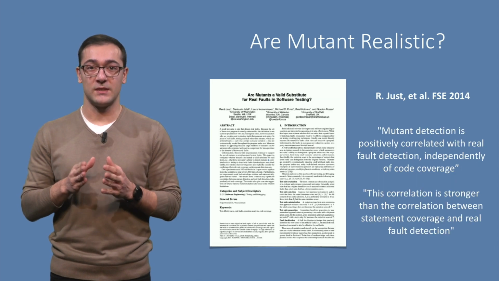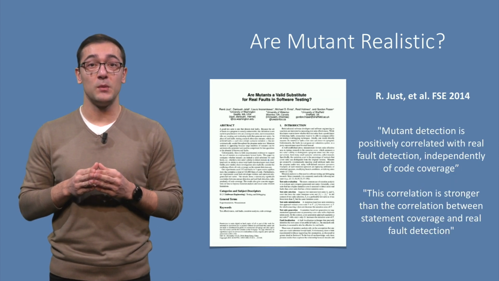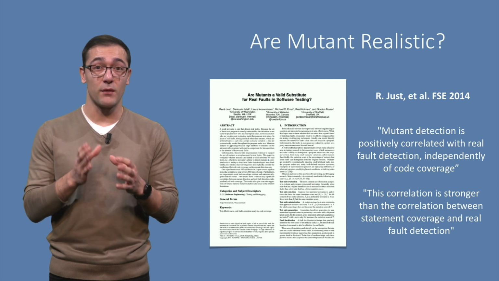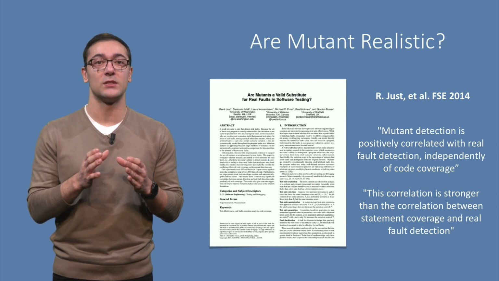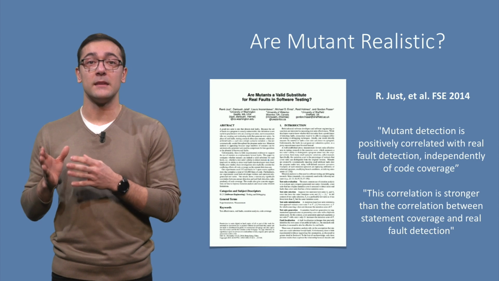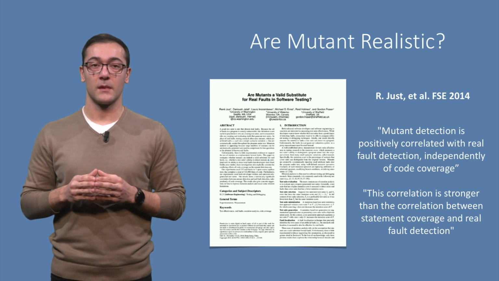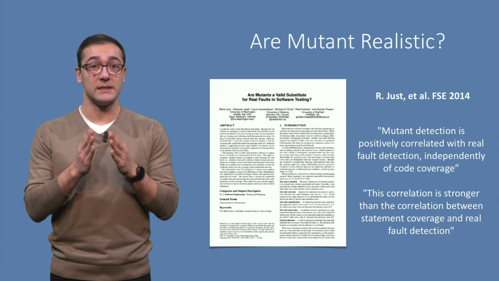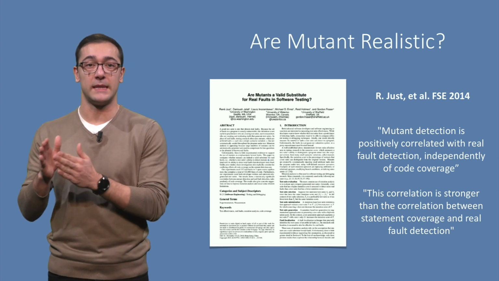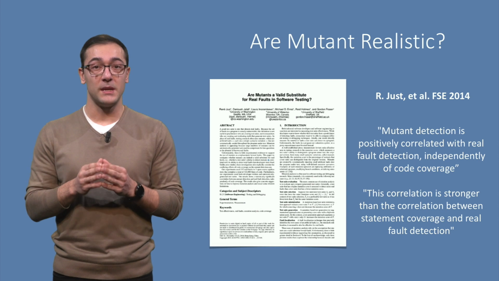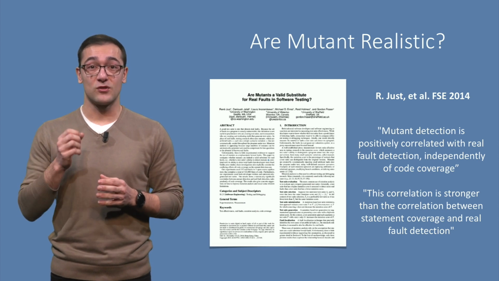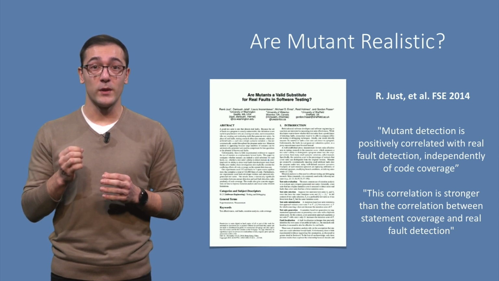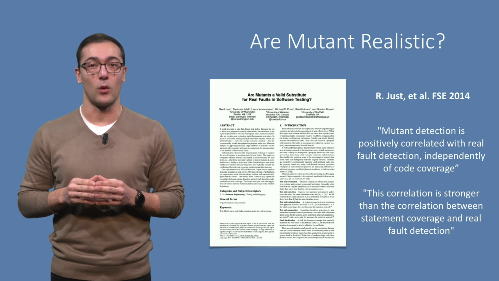Another study by Just et al. also showed that mutant detection is positively correlated with the real fault detection, and this independently of code coverage. This correlation is stronger than the correlation between statement coverage and real fault detection. This means that the mutation score is a stronger measure of the fault detection capability of the test code.